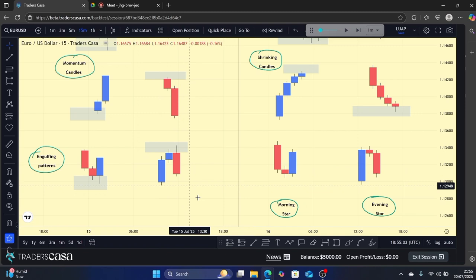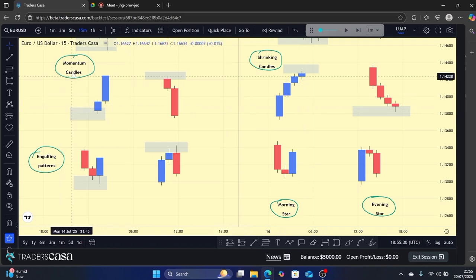So once you see this pattern, this is a strong sign, or a possible reversal sign, that price may end up going deeper and deeper into the anticipated direction. So once you see such a pattern where price is shrinking, like the shrinking candles, and then you see this engulfing pattern, that's when you take the entry, because that's a strong entry.